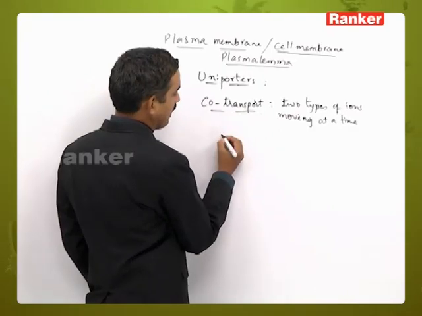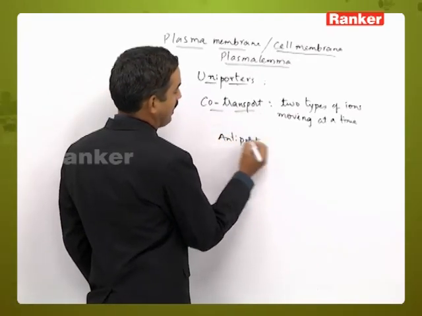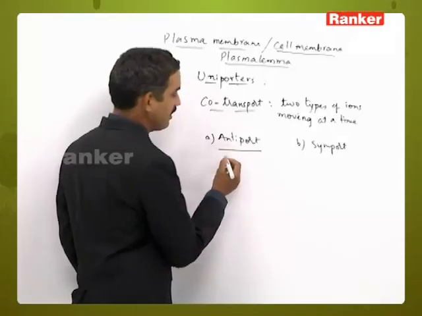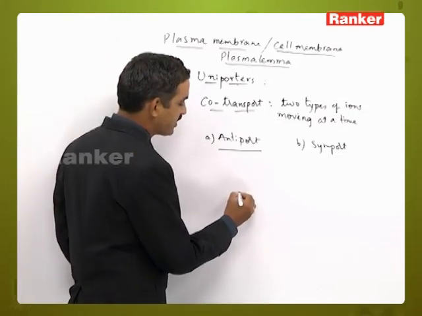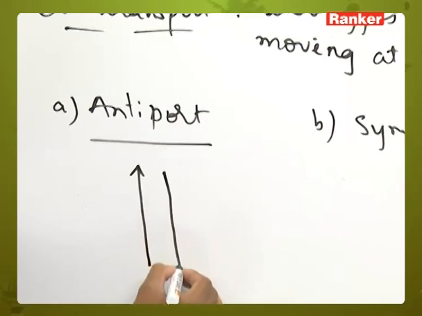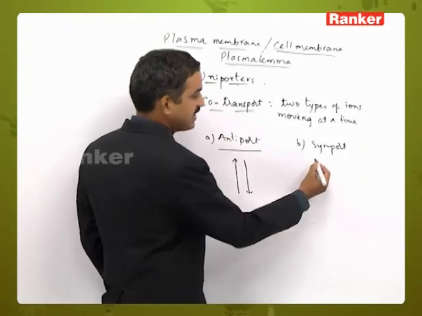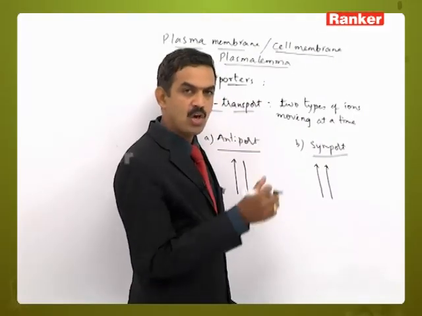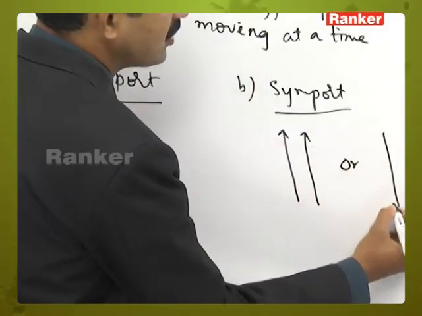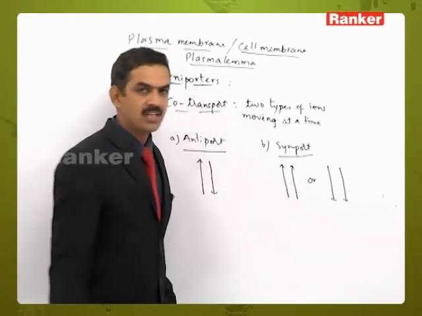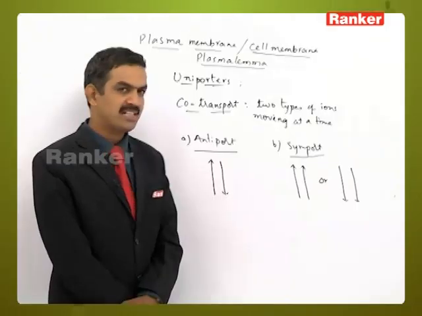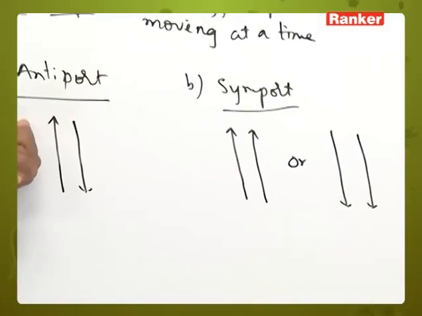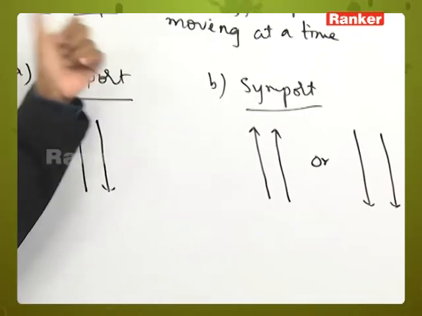In this, antiport and symport are present. Antiport means the movement of two ions in opposite directions. One ion is moving from inside to outside and the other ion is moving from outside to inside. Whereas in symport, both the ions are moving in the same direction simultaneously, from inside to outside, or both from outside to inside. So this type of coordinated movement of two ions in the same direction is called symport, and two ions moving in opposite directions at the same time is called antiport. These two are part of co-transport.